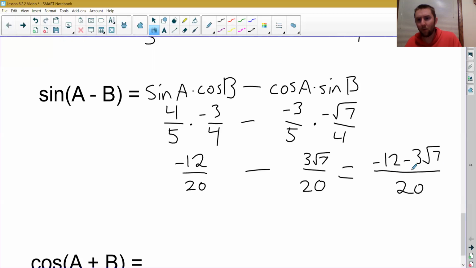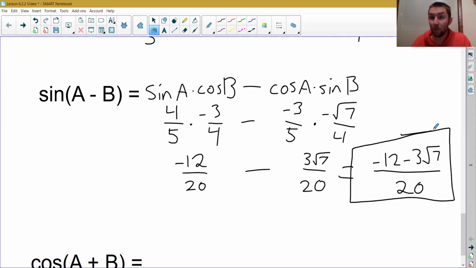over 20. Now, of course, here on the top, we could factor out a 3, right? We could actually factor out a negative 3 if we wanted to. But that's not going to cancel with the 20 on the bottom. So I'm just going to leave my answer like this, and I'm okay with you guys leaving your answer like this as well. But do keep in mind that sometimes we can simplify. Sometimes we can factor out a term on the top, cancel it with the bottom, and so on.